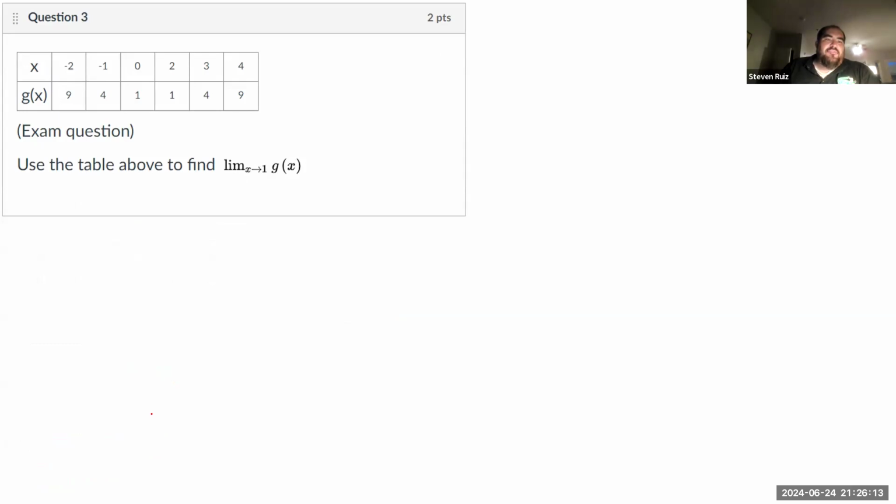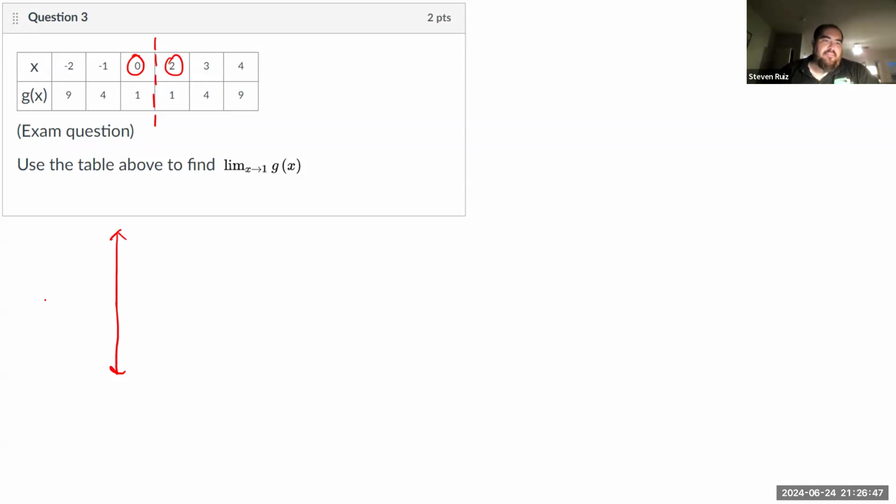All right, question 3. We want to use this table to find this limit as x approaches 1. So where is x equals 1? So basically it's going to happen in the gap between x equals 0 and x equals 2. You might be tempted to say that the limit is equal to 1, but we don't really know what's going on near x equals 1. We know what's happening at x equals 0 and x equals 2, but those are not near. So basically, we can't say anything.